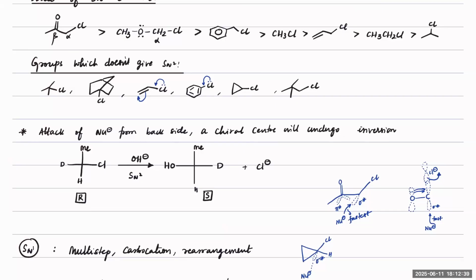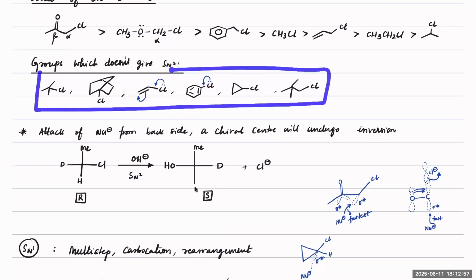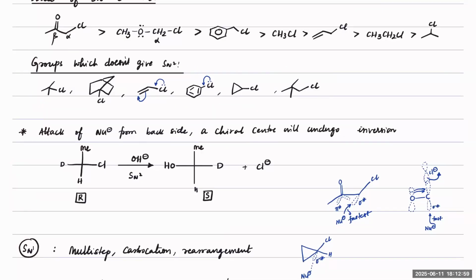Secondly, this is an alpha position, but at the beta position there is huge crowding. Alpha is not crowded, but the beta is highly crowded. Even if beta is heavily crowded, SN2 is very difficult to take place. So these are also cases which are very frequently asked in JEE, that which of the following will not give SN2. Okay, right. Notice that. Next.